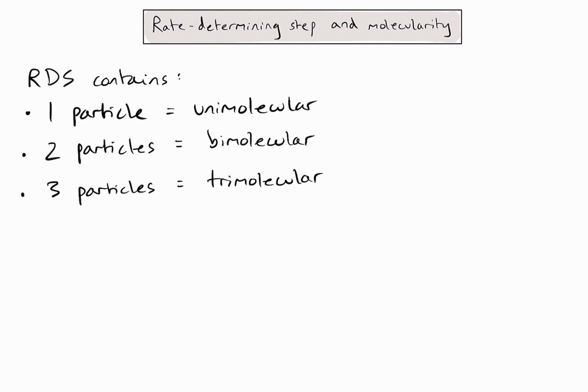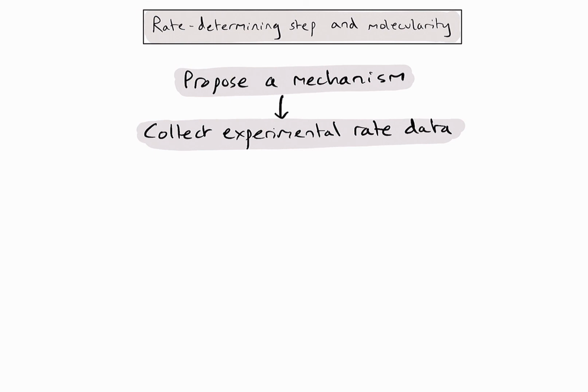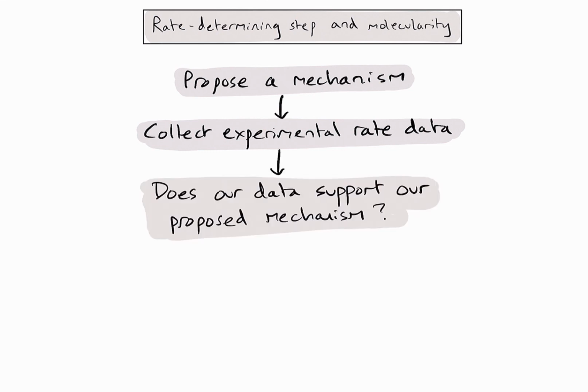Let's now summarise the key points from this video. First of all, as a chemist, we like to propose a mechanism for a given reaction. And a mechanism describes the individual steps that are taking place. We must then collect experimental data in order to identify a rate expression for that reaction. We must then ask ourselves, does the experimental data support our proposed mechanism? If it doesn't, then we would need to propose a new mechanism. If it does, then it helps us identify a rate determining step and the molecularity of my reaction.